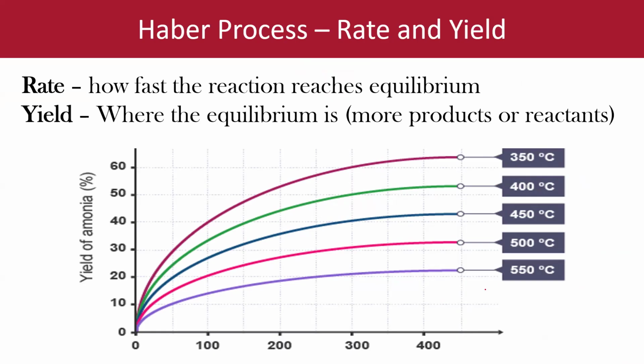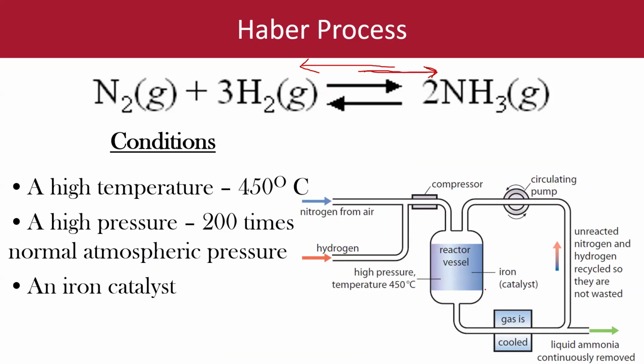Okay, so Haber process, if you increase the temperature, you get less. You increase the pressure, you get more. And then you've got an iron catalyst. But sir, if it's endothermic, that means it's taking the heat energy in. And so if there's an increase in temperature, wouldn't it want to oppose the change by lowering the temperature, which would be favoring the endothermic side?